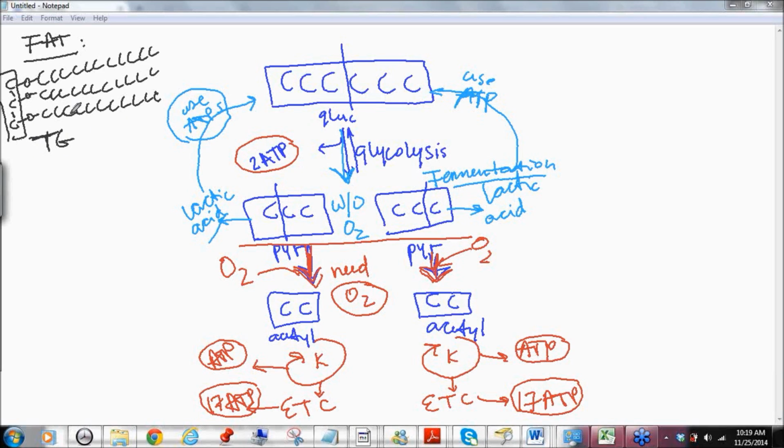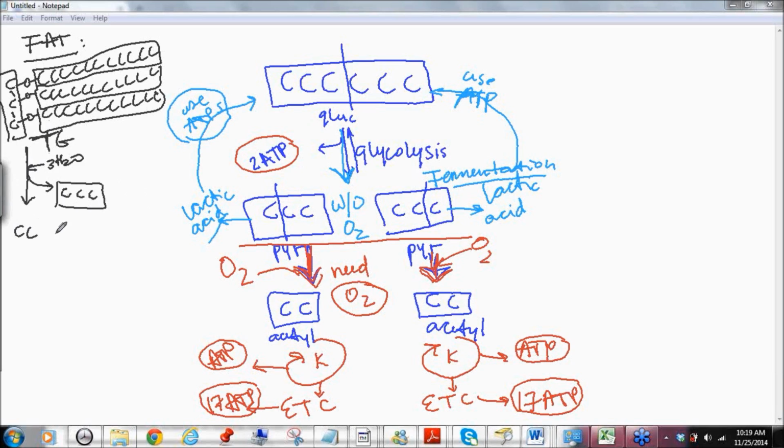Okay, so if you're going to use fat for energy, to make ATPs, that is, first you need to break it up. You need to break up the glycerol and the fatty acids. You need to detach them from each other. And that is done by the process of hydrolysis. Hydro means water, lysis means break. So you're going to break this molecule up, using water 3 times, into glycerol and 3 fatty acids.